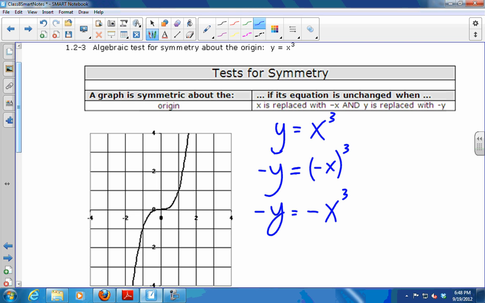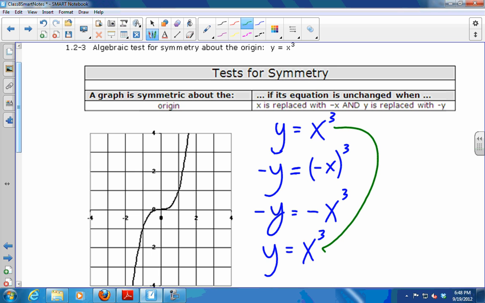So this equation, negative y equals negative x cubed, is equivalent to y equals x cubed, because you can either think of it as multiplying or dividing both sides by -1. That would give you y equals x cubed. Or you can just think of them as trading places. I'm going to add y to both sides and add x cubed to both sides. So they just swap spots.